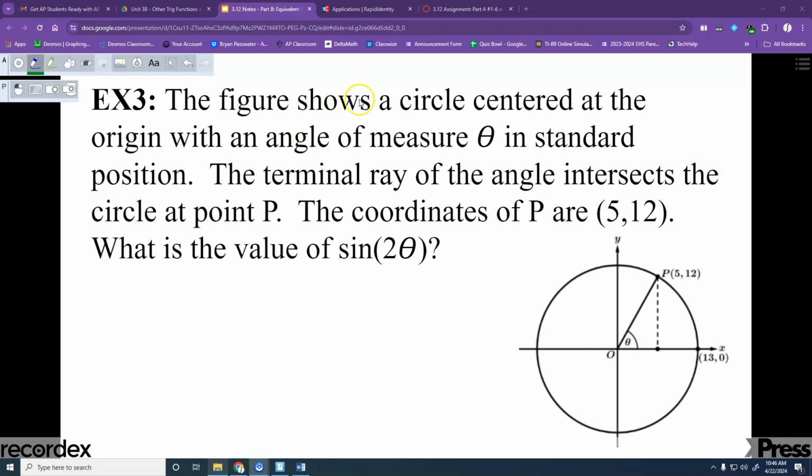So, all right. The figure shows a circle centered at the origin with an angle of measure theta in standard position. The terminal ray of the angle intersects the circle at point P. Coordinates of P are 5, 12. What is the value of sine 2 theta? So, in order to do this, we're going to have to use the formula for sine 2 theta.